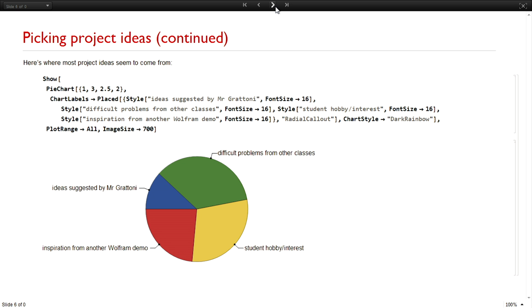A student hobby or interest is big. Or sometimes just browsing the Wolfram Demonstrations Project and looking at what other people have created. Sometimes they'll see a neat project that someone else has come up with, and they'll say, oh, I could use this same idea, but in this direction, or I could take this physics idea and turn it into this project that's similar, but not exactly the same.